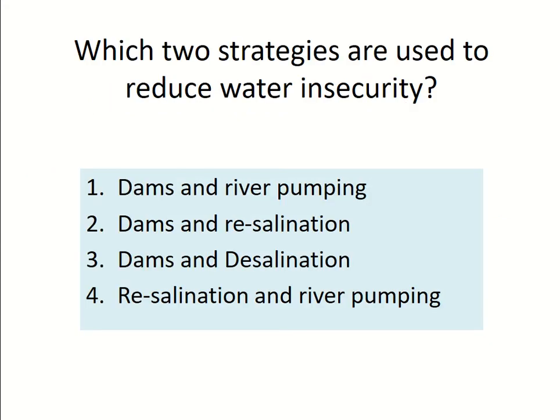So before we start off, from the previous lesson we were looking at strategies used to reduce water insecurity. And there's a question on the board here. One of these is correct of the 2 strategies we looked at. It could be number 1, dams and river pumping, 2, dams and resalination, 3, dams and desalination, and 4, resalination and river pumping. I want you to pause the video now and see which number you think is correct, and unpause once you've had a go at that.